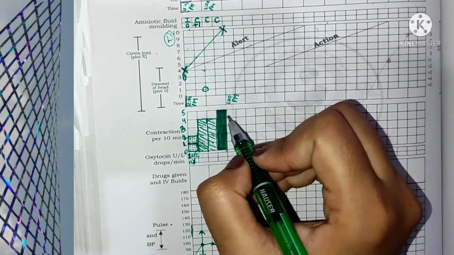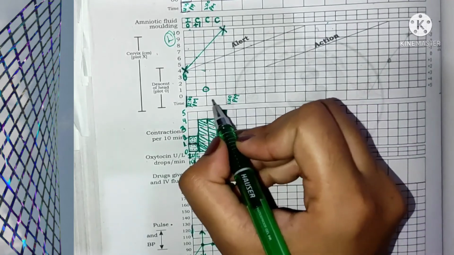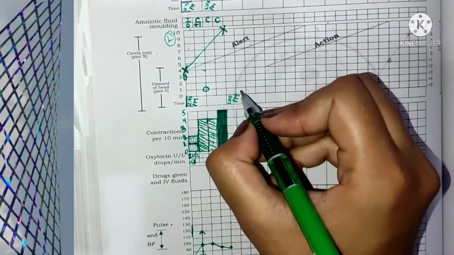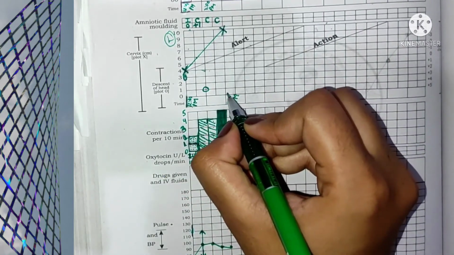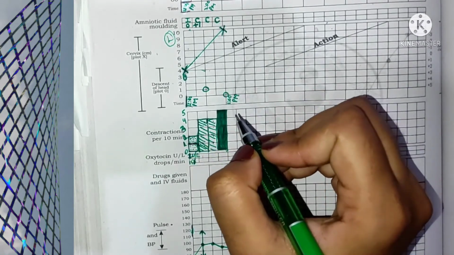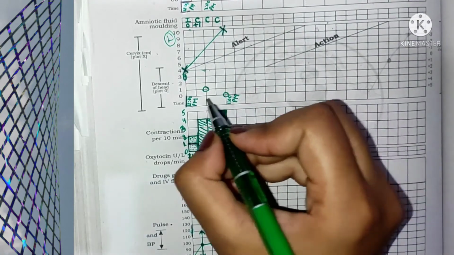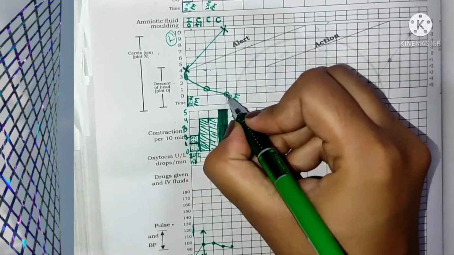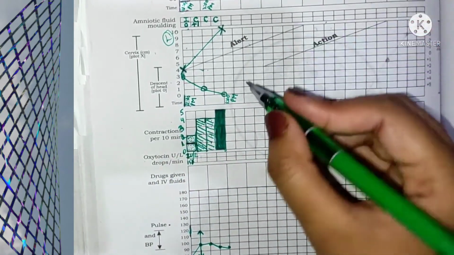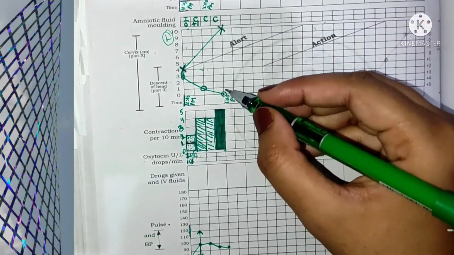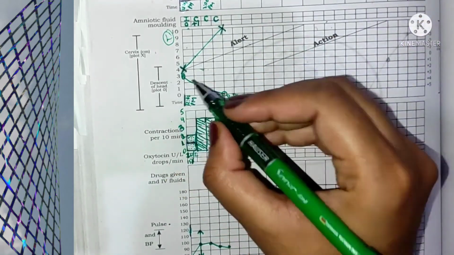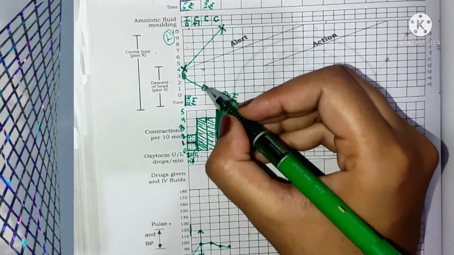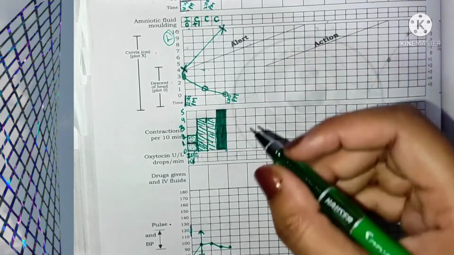You're going to place a 0 over here, and after 1 hour you did the abdominal examination and you assessed that 0/5, meaning no head is palpable above the symphysis pubis on abdominal examination. Then you are going to place 0 over here, and then you are going to join these 3 lines. Okay, so this is how you're going to plot the descent of head. You're going to place 0 or O for plotting this on the partograph.